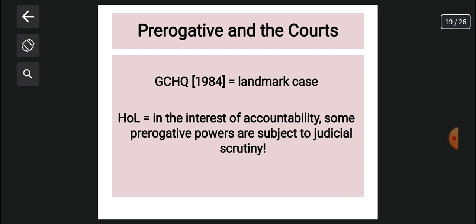Joining a trade union is the right of a citizen, but when the government interfered in this, a new law came into existence and it stated that, in the interest of accountability, some prerogative powers are subject to judicial scrutiny. So this means that the prerogative powers can sometimes be subject to judicial review. They can be reviewed and analyzed to see if the decision is just or unjust.